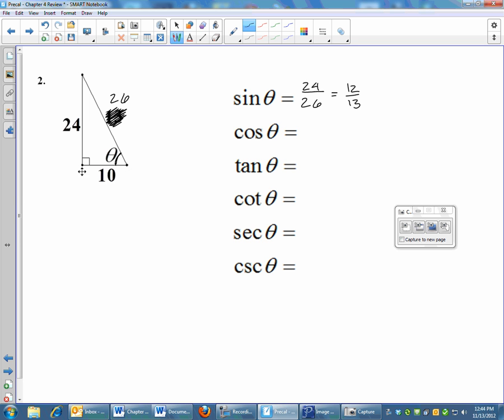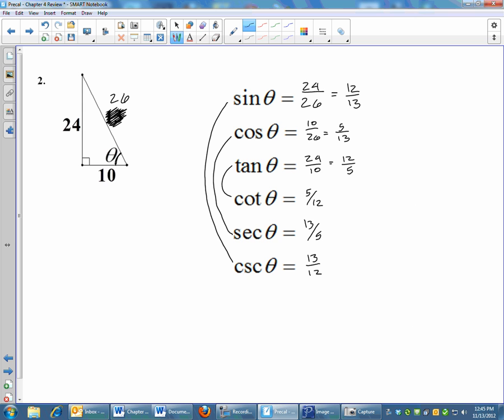Your cosine is adjacent over hypotenuse, which is 10 over 26, which will reduce to 5/13. Tangent is opposite over adjacent, so 24 over 10, which is 12 over 5. And then once I get those three, we simply start flipping them. Cotangent is the reciprocal of tangent, so 5/12. Secant and cosine are reciprocals, so secant is 13/5. And then sine and cosecant are reciprocals, which means cosecant is 13/12. So there are my 6 trig functions.